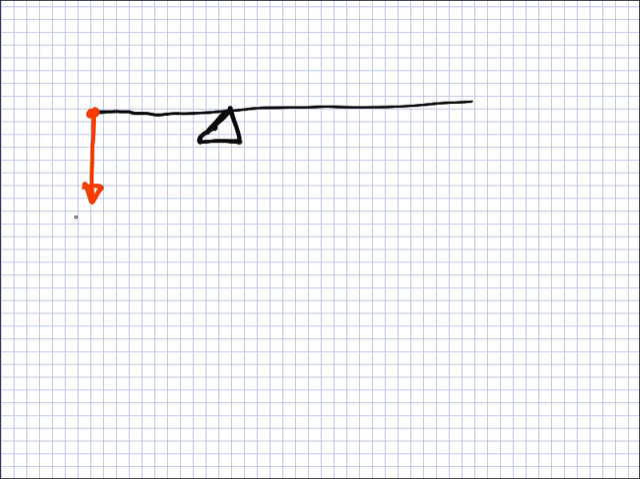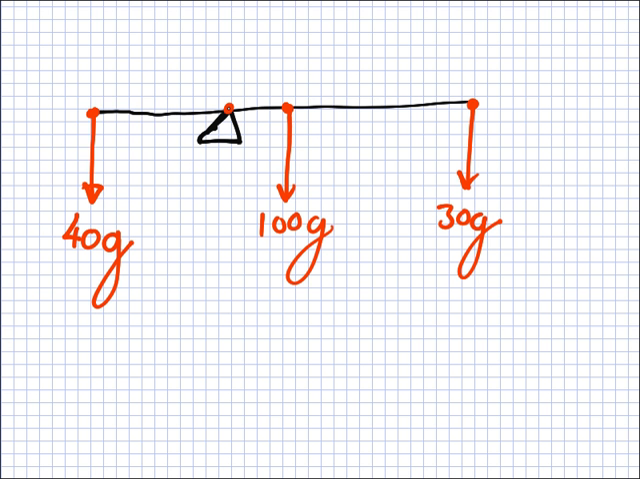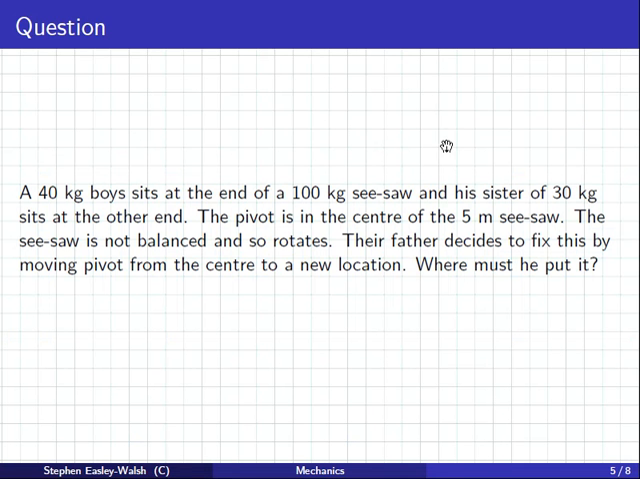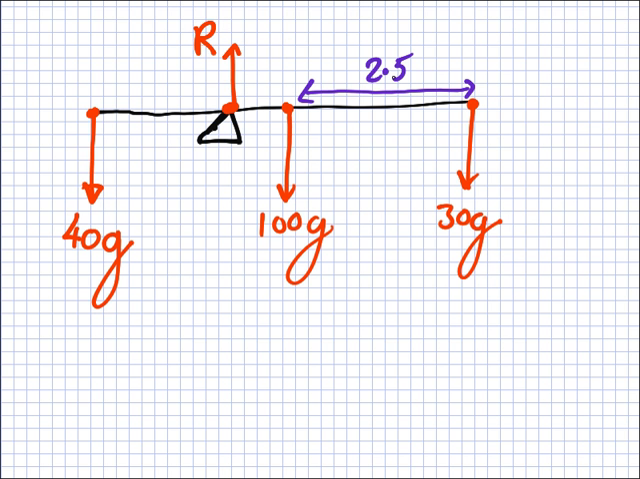Here we have 40 G, not grams. And here we have 30 G. And here we have 100 G. And here, what force is there? Reaction. Now, we know some distances. We know the distance from here to here. Read it carefully. Yes, very good, 2.5.